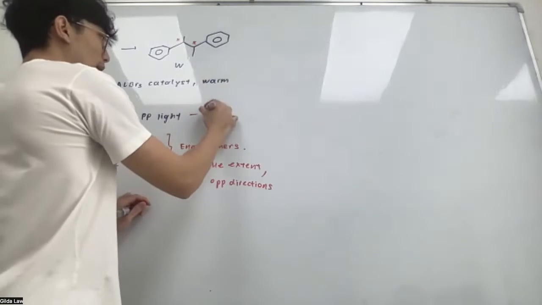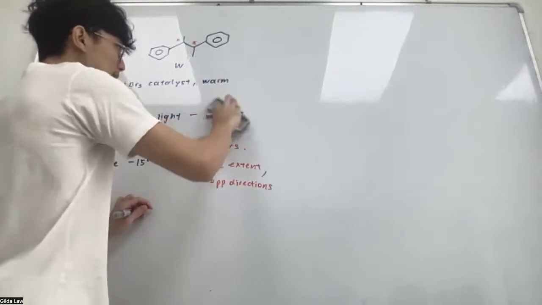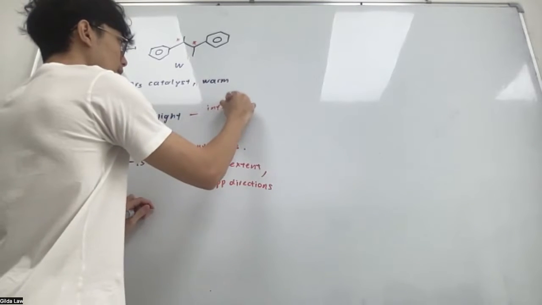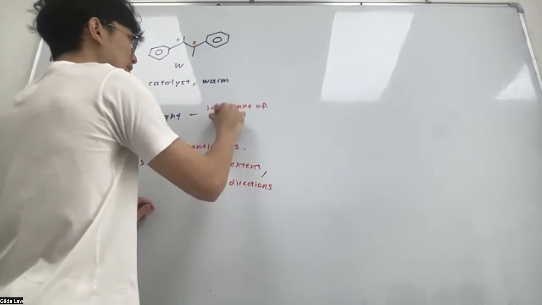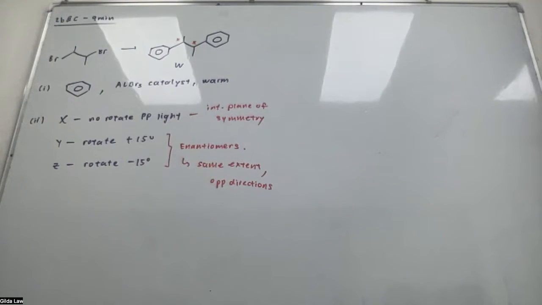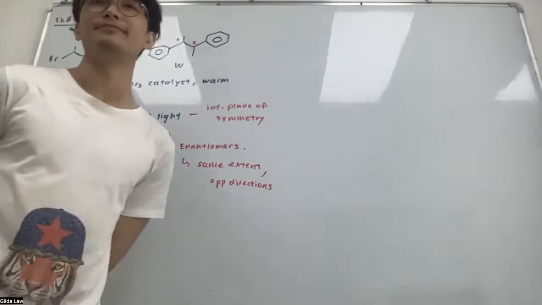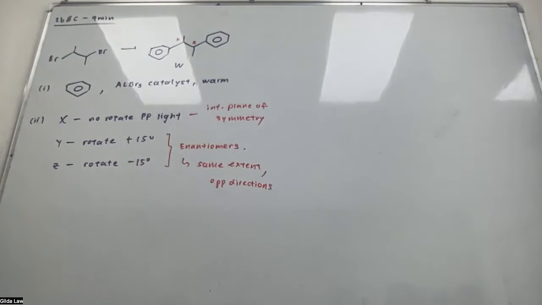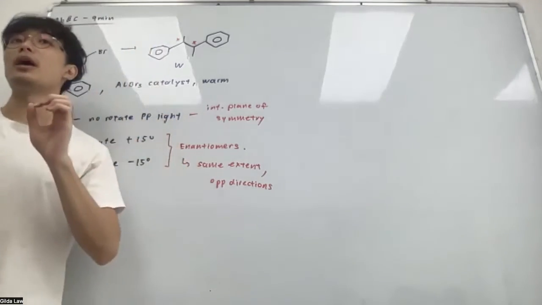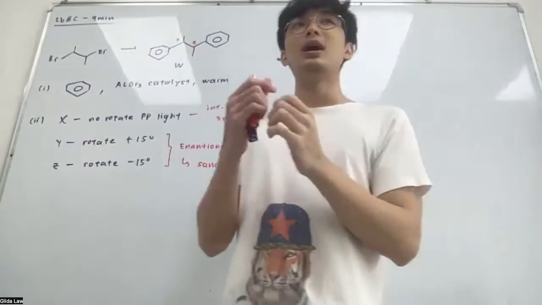For Y, we already kind of know the answer. It has an internal plane of symmetry, and as a result, it cannot rotate plane polarized light. That one should be quite obvious. But then why is there another one? How do we make this not symmetrical? Guys, I want you all to look at the carbon. What shape is this carbon? Tetrahedral, and tetrahedral is a 3D shape. So if it's a 3D shape, you can actually manipulate the planes.